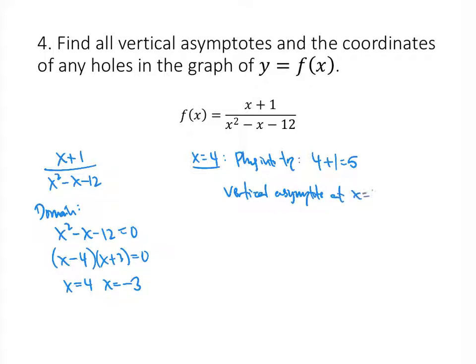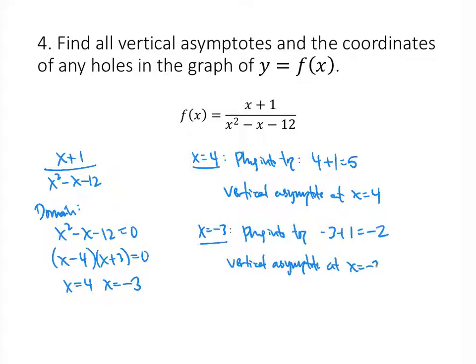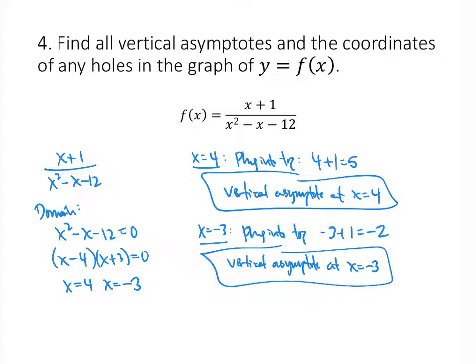at x equals 4. And when we plug in negative 3, same thing happens. When we plug into the top, we get negative 3 plus 1, which is negative 2, and that's not 0. So that means that we have a vertical asymptote at x equals negative 3. So 2 vertical asymptotes for this one and no holes.